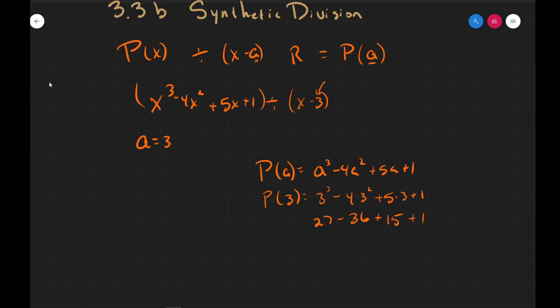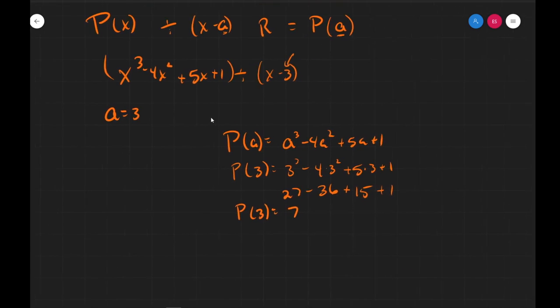So I'm thinking this should be in the neighborhood of 7. So we should get p of 3 equals 7. But that's a lot of arithmetic. That's a lot of mental gymnastics. That's a lot of math stuff that if we don't have to do that, it might be in our best interest to not do that.